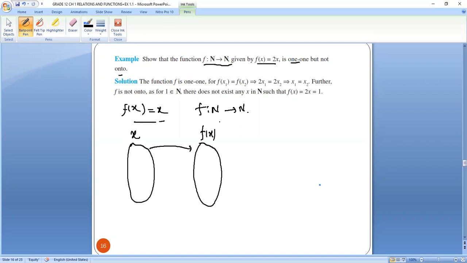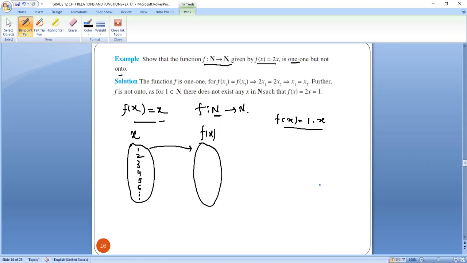And what is the mapping? f(x) = x means it is 1 times x, right? So the set of all the elements x takes which values? All the natural numbers N, because the mapping is from N, natural numbers, to N, natural numbers. So the set will have 0, no, 1, yes, 2, 3, 4, 5, 6, and so on, right? All natural numbers, up to N.